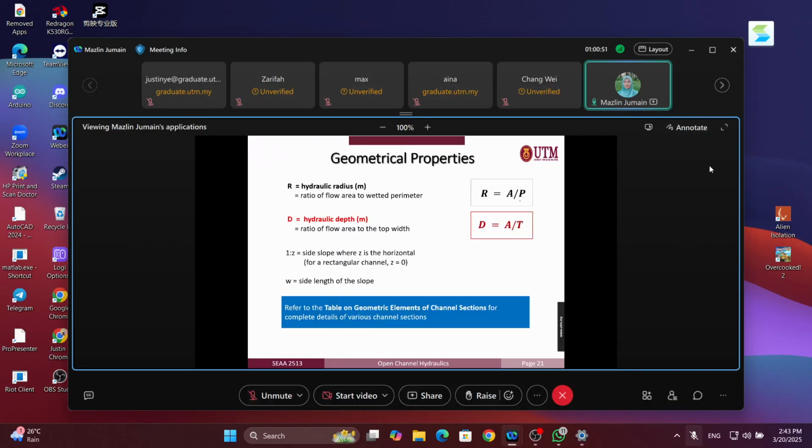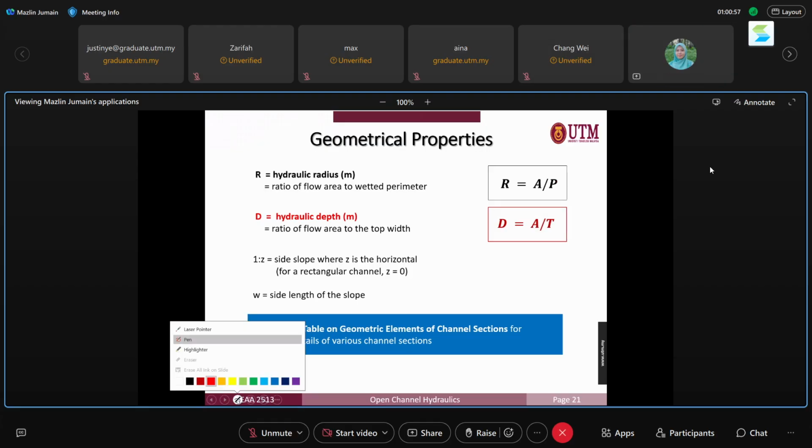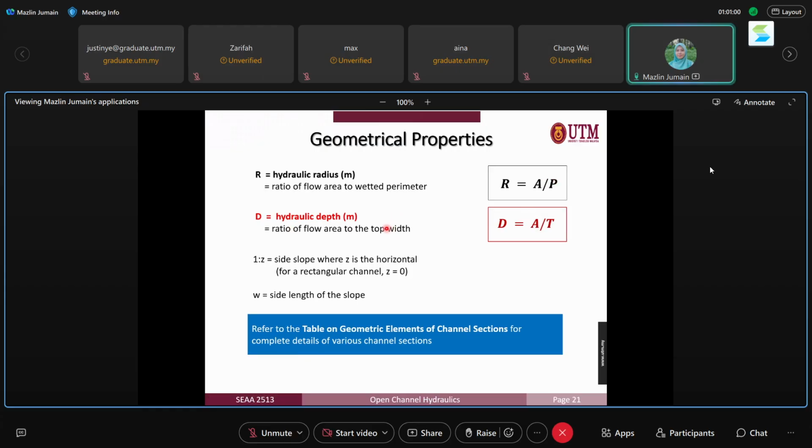Parameter. This is the equation. R equal to A, the flow area, and then P is the wetted parameter. Next parameter we have D, the hydraulic depth. This one is the ratio between flow area and top width. So this is the equation, D equal to A over T.